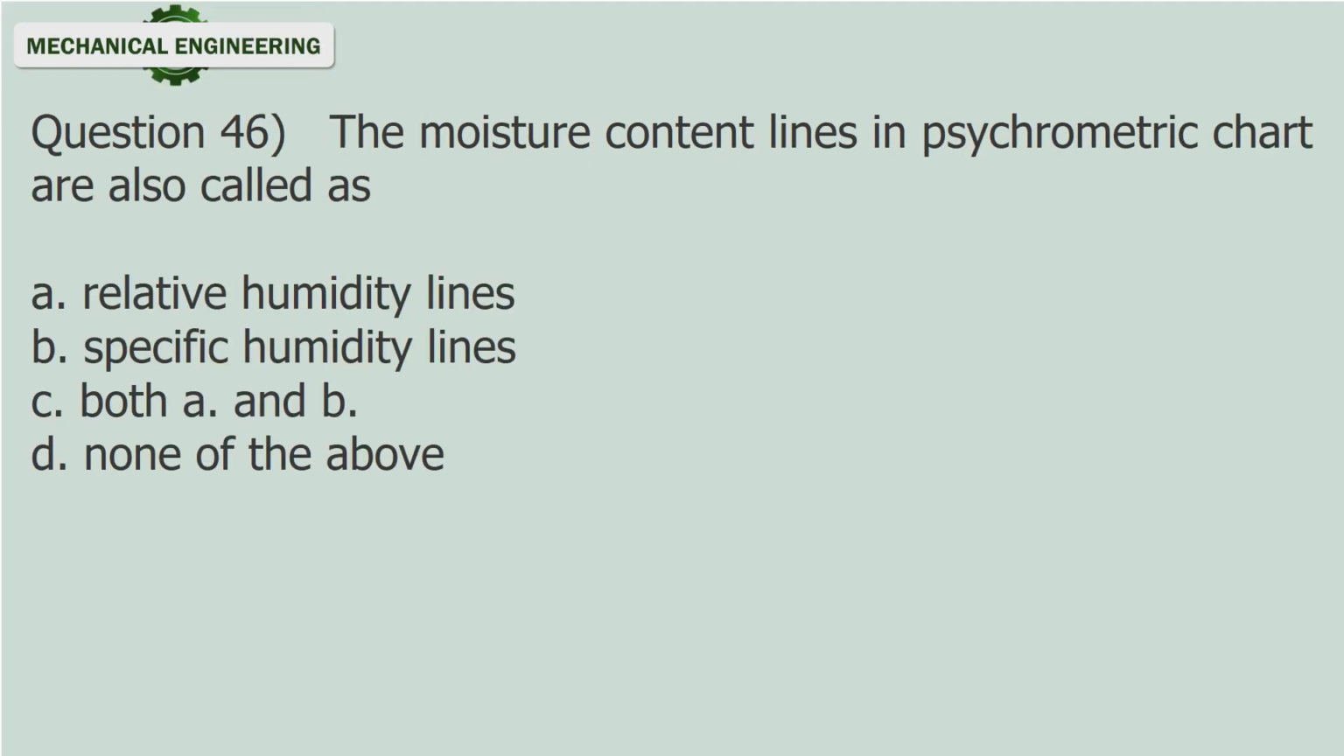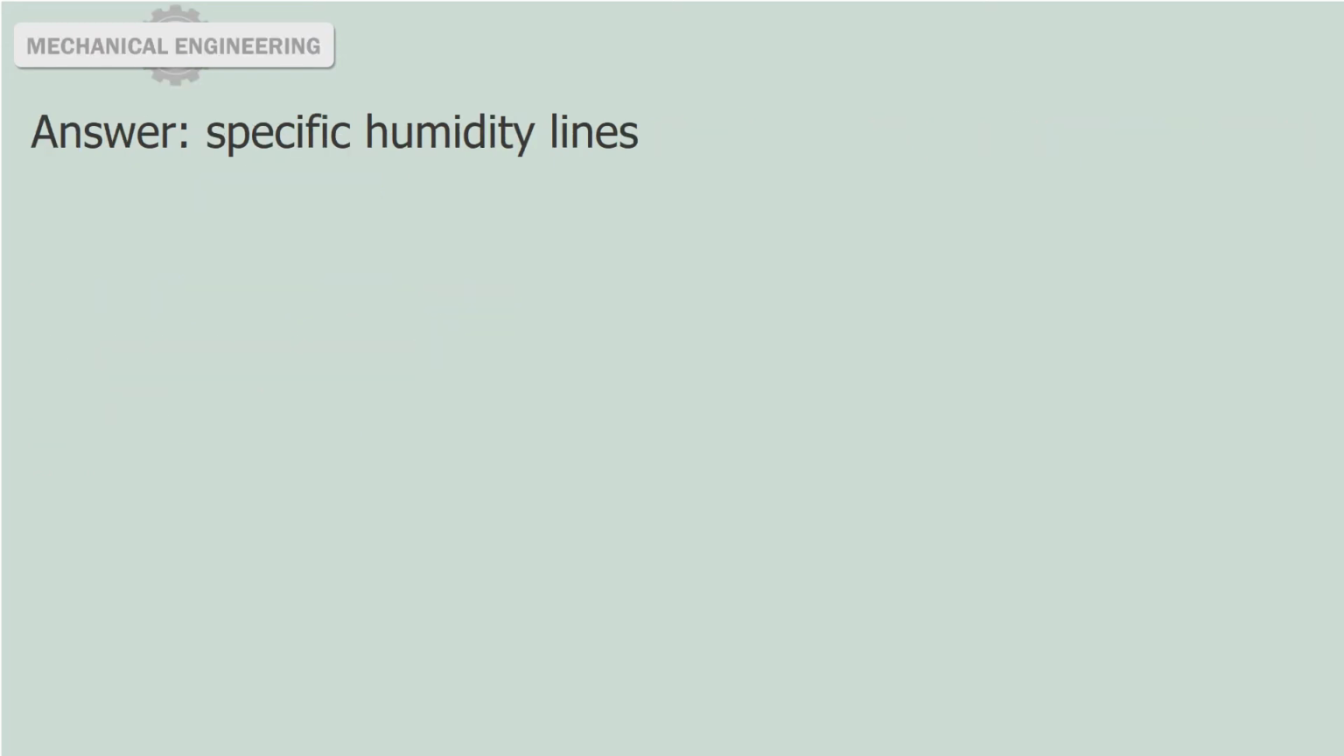Question 46. The moisture content lines in psychrometric chart are also called as A. Relative humidity lines. B. Specific humidity lines. C. Both A and B. D. None of the above. Answer: specific humidity lines.